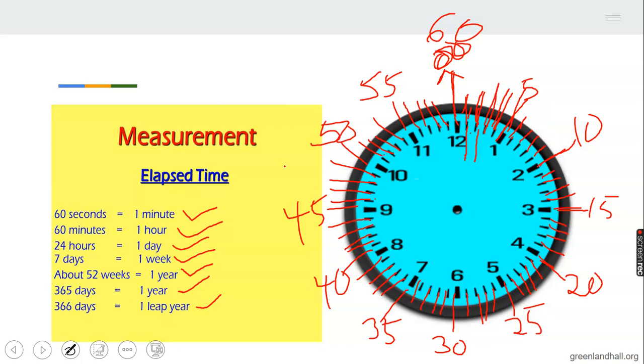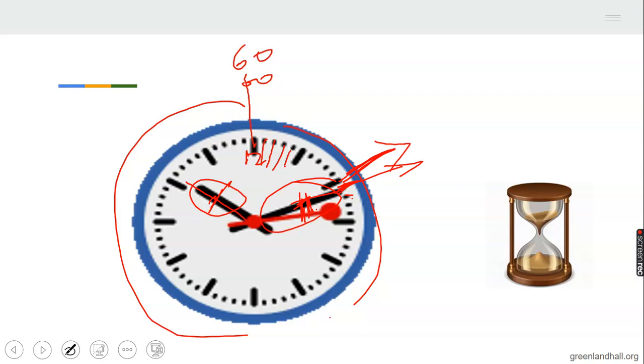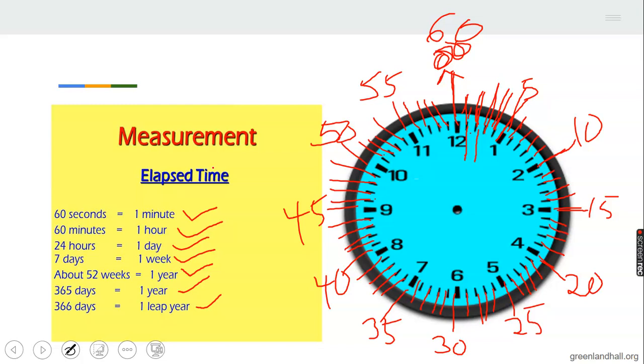So 60 minutes is 1 hour. By the time this minute hand moves round the face of the clock, this short hand will move from one number to the next number. Now, 60 minutes is 1 hour. Then 24 hours is 1 day. Somebody may be asking me, how come there are 24 hours in 1 day? Look at the face of the clock. We have 1 to 12, right? We have 1 to 12 as the face of the clock.